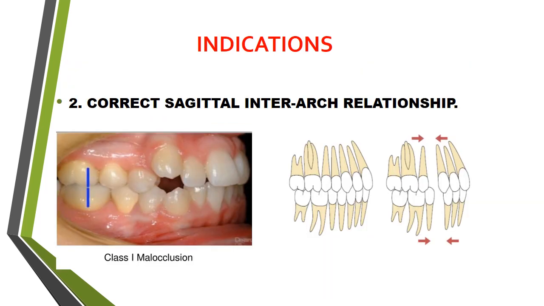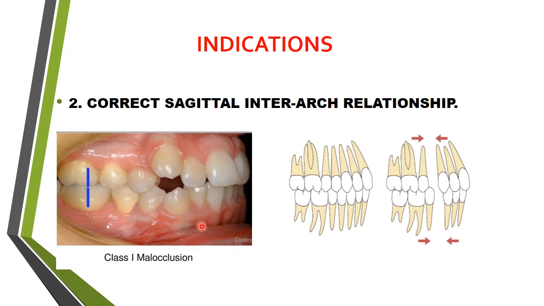The second indication of extraction is to correct the sagittal inter-arch relationship. When we have malocclusion cases such as class 2 or class 3, it will be necessary to extract to achieve a normal inter-arch relationship, because extraction will not only improve the sagittal relationship by aligning and moving the teeth, but also by preventing the forward development of the alveolar process.